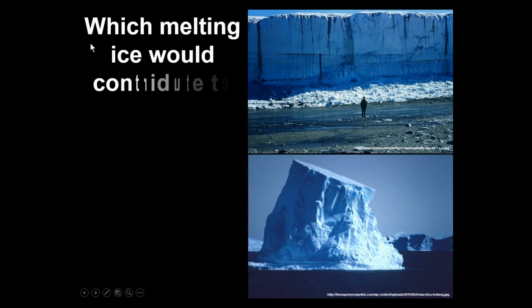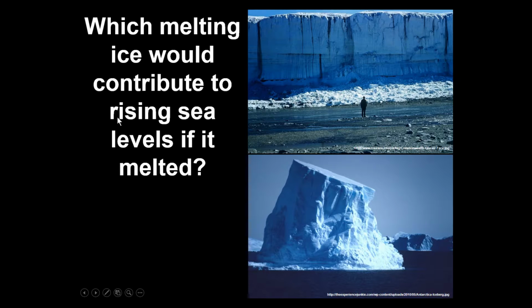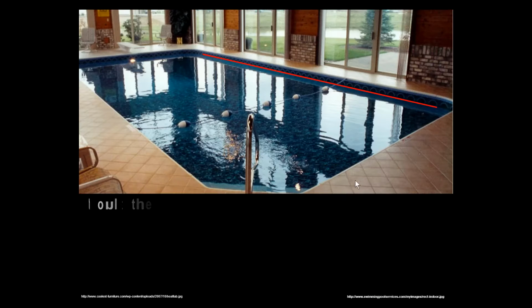Well, here's the question. Which ice would contribute to rising sea levels? Sea ice or land ice? Land ice is ice that was on the land and then melted into the water, while sea ice is ice that is in the water and just melted into the water. Sea ice would not contribute to sea level rise. Land ice would, although it's not the biggest contributor to sea level rise. The biggest contributor to sea level rise is simply thermal expansion, that as the ocean warms up, it gets bigger and takes on more volume, called thermal expansion.